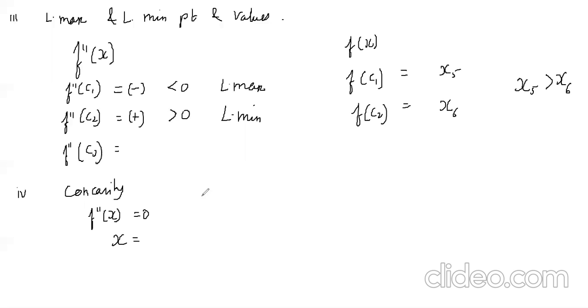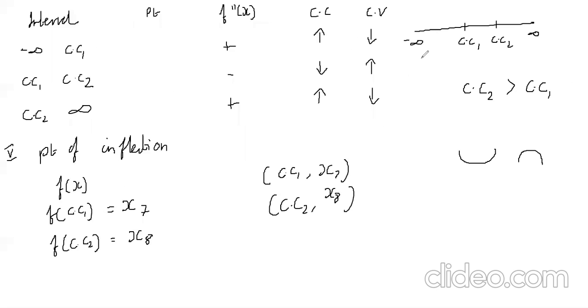Next, fourth one is we have to find the concavity. So for concavity, the double differentiated equation, that is f double dash x, should be equated to 0, and we have to find what are the points. So after finding the points, again we have to repeat this step of 2, that is minus infinity to infinity, and what are the 2 points, and you can write the interval. Take any one point from the interval, which will be very simple for the calculation.